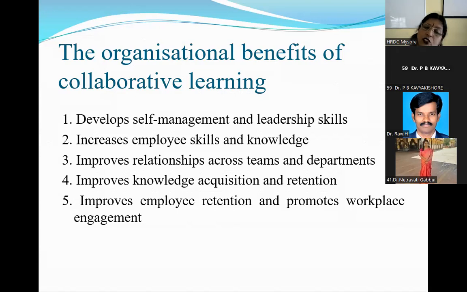Improves knowledge acquisition and retention. Since the children are working on their own, they learn, and because it is their own effort, retention also is maximum here. Improves employee retention or student retention, and promotes workplace engagement. Here, because it is teamwork, they want to promote what they have learned here. So this skill also is developed by this method.